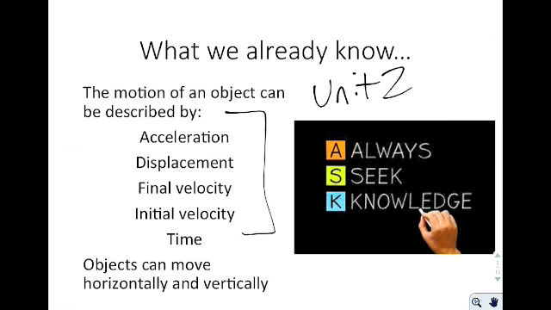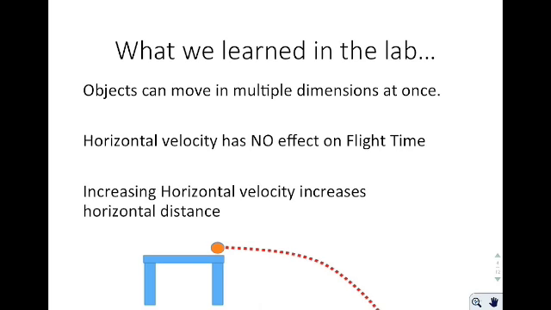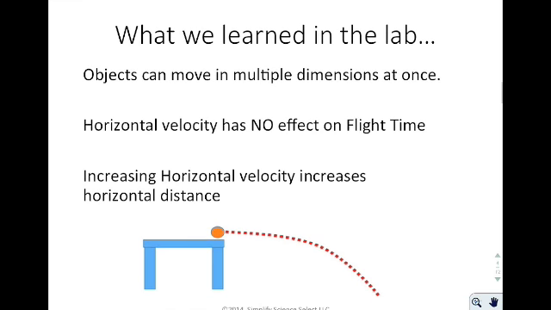We also know that objects can move horizontally, which is left and right, and we know that objects can move vertically, which is up and down. So what we learned in the lab is that objects can move in multiple dimensions at once. We learned that if we fired a marble or something horizontally, not only does it move horizontally, but it also moves vertically as well. Additionally, we also learned that horizontal velocity has no effect on flight time.